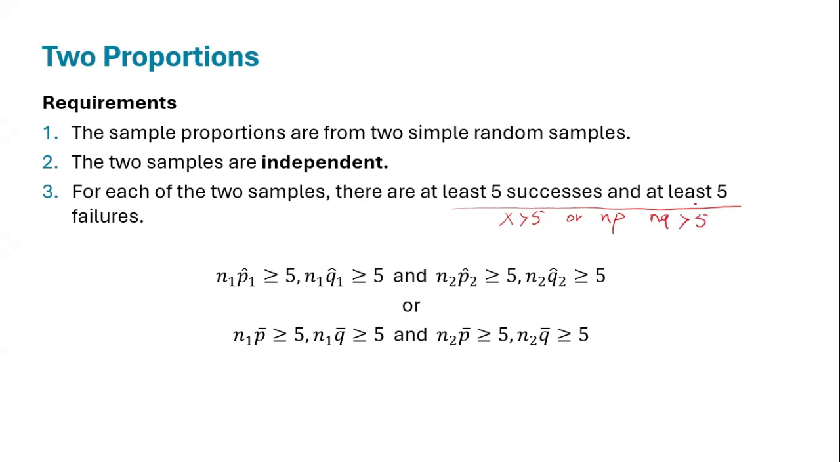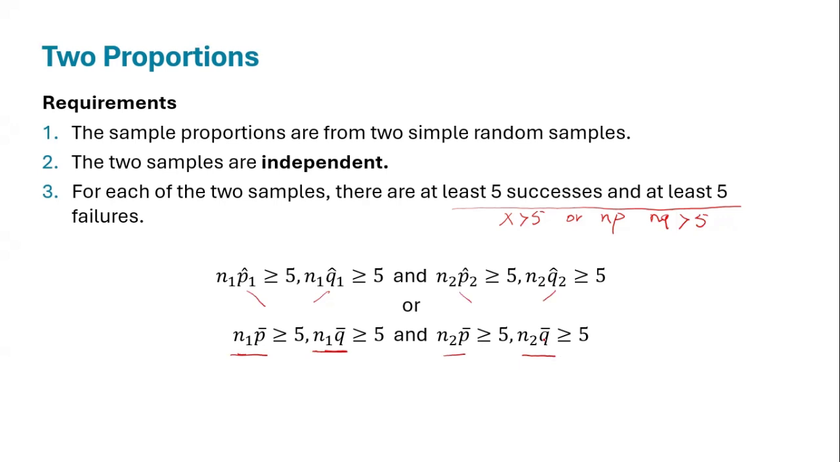But this time we have two populations. We have two samples. It means that N1 P hat 1, N1 Q hat 1, N2 P hat 2, N2 Q hat 2, all of them must be more than 5. Or instead of using P hat 1, Q hat 1, P hat 2 or Q hat 2, we can use the pooled estimate. We can say N1 P bar and N1 Q bar, both of them must be more than 5 for the first sample. And for the second sample also, N2 P bar and N2 Q bar, both must be more than 5.